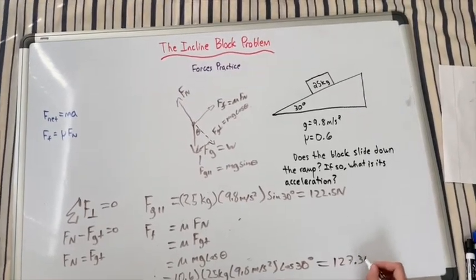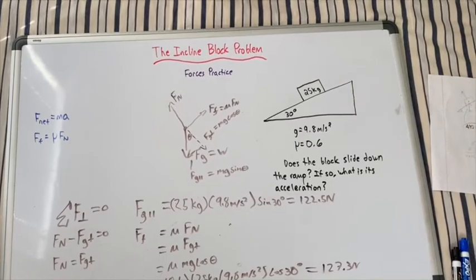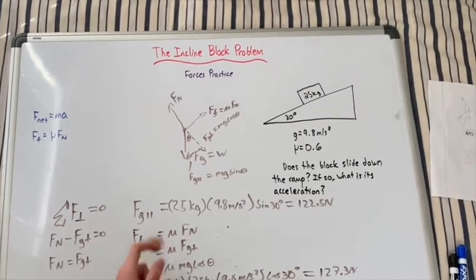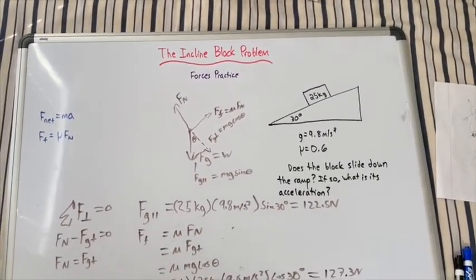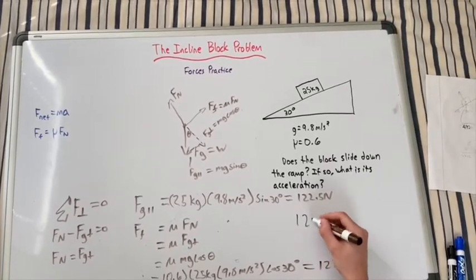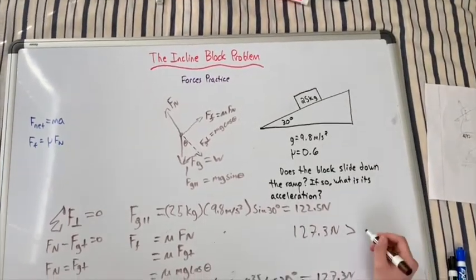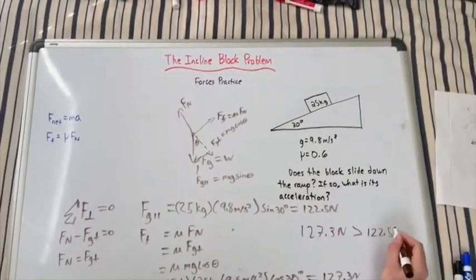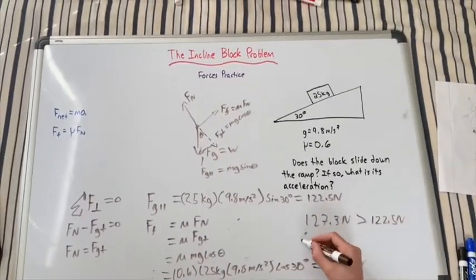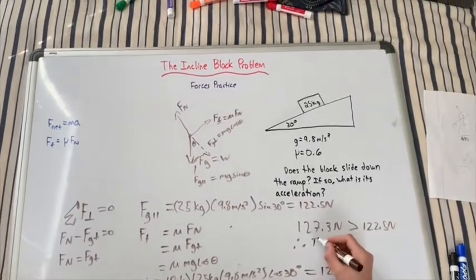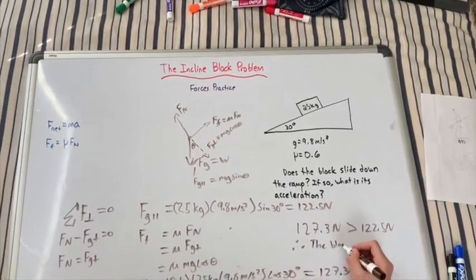127.3 newtons. Now for the final comparison, we have the force of friction and the force of gravity. So like I said before, 127.3 newtons is greater than 122.5 newtons. Therefore, the block will not slide.